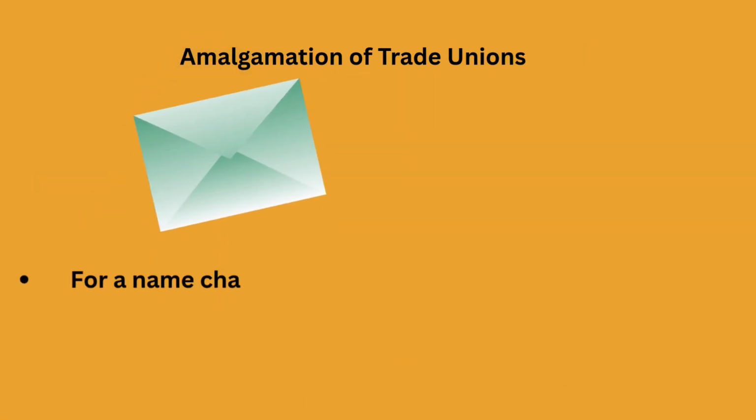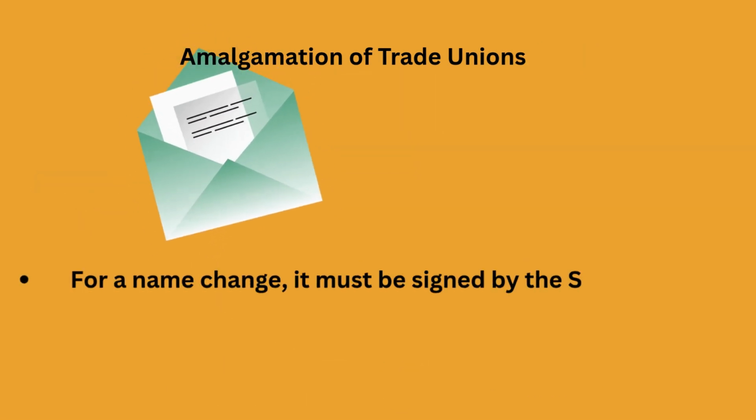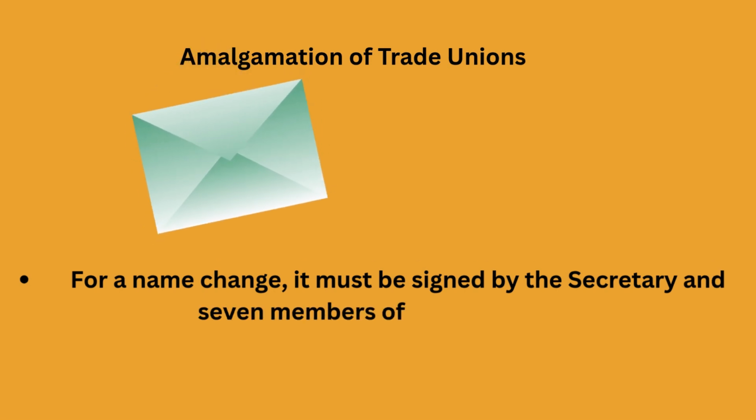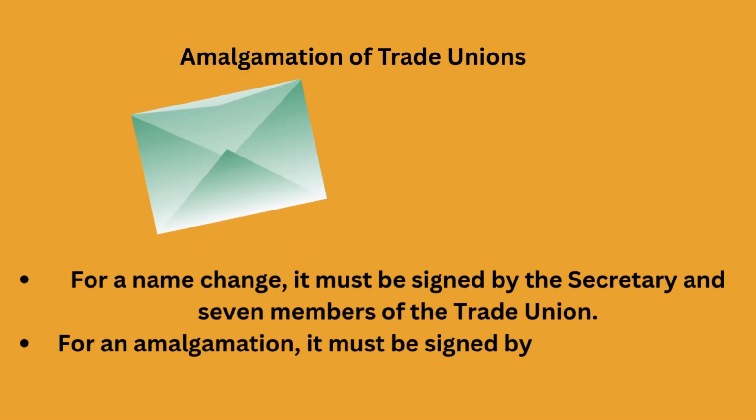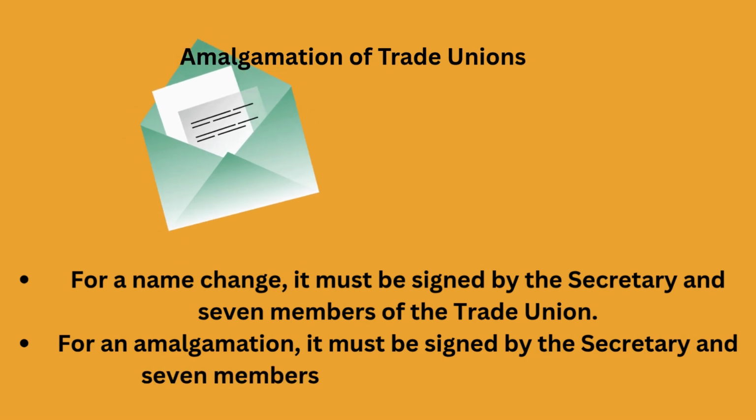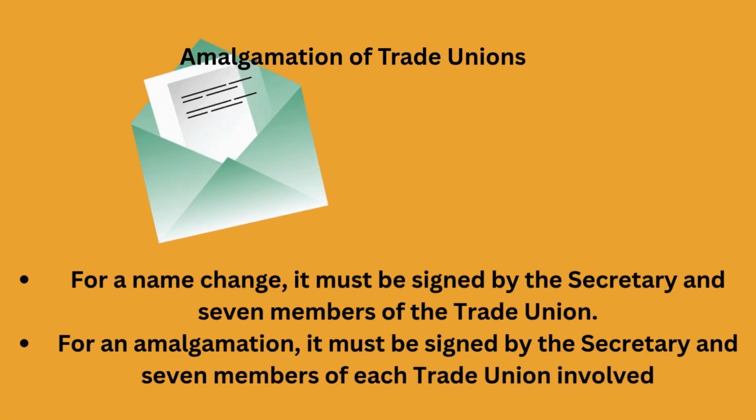A written notice of every name change or amalgamation must be sent to the registrar. For a name change, it must be signed by the secretary and 7 members of the trade union. For an amalgamation, it must be signed by the secretary and 7 members of each trade union involved.